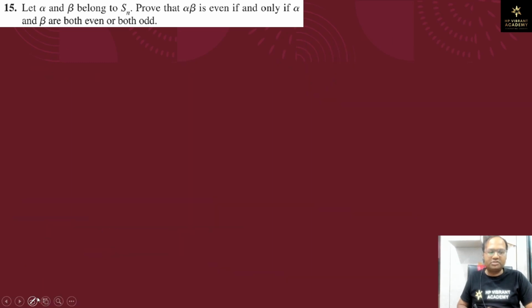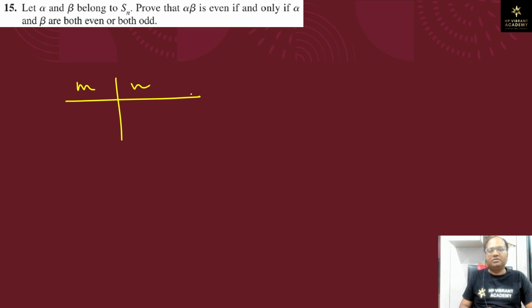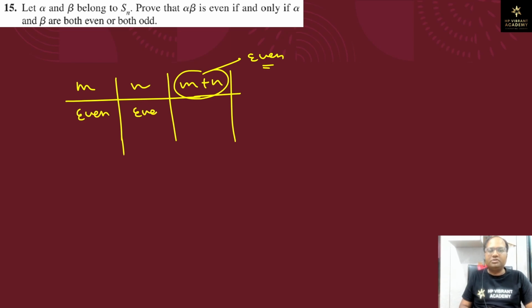Okay, let us write down the possibilities. So we have m, n and m plus n. The condition here is that alpha beta will be an even permutation if m plus n is even. So this has to be even. Is that understood? So take m even and n even, then even plus even is even. And take m odd and n odd, then m plus n is odd plus odd. And odd plus odd is even.